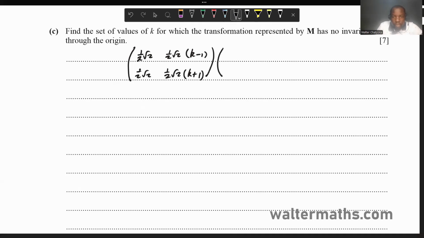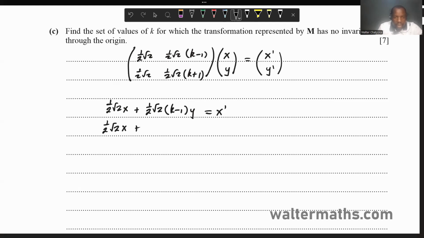And if we multiply points X, Y, we normally expect to get the image X dash, Y dash. All right. So row and column will be having half root 2 of X plus half root 2 of K minus 1 of Y is equal to X dash, and half root 2 of X plus half root 2 of K plus 1 of Y is equal to Y dash. All right. So this is what we are having right here.